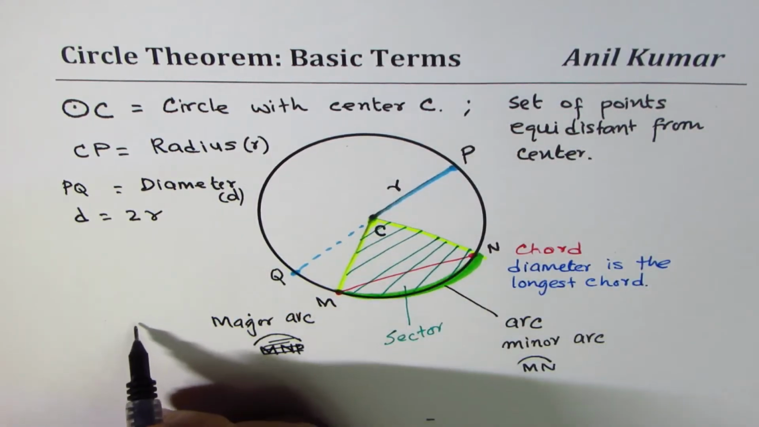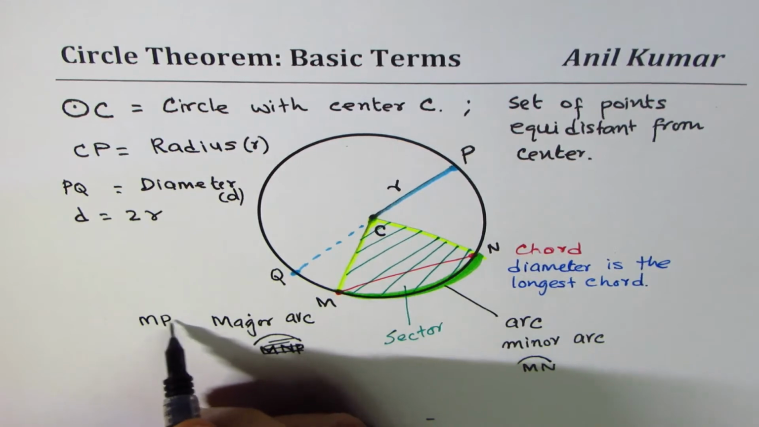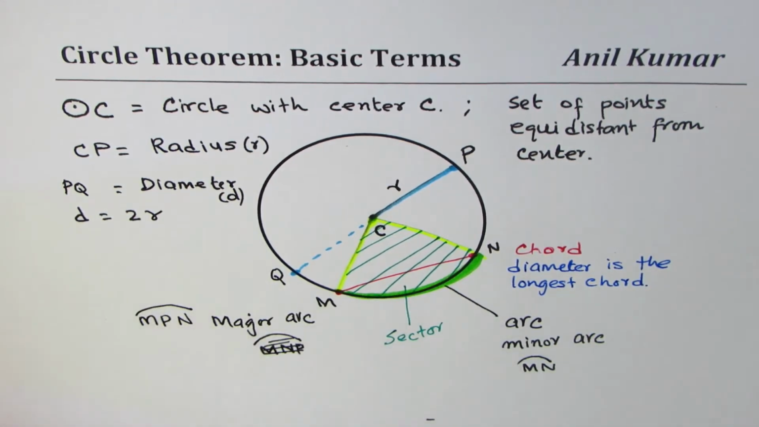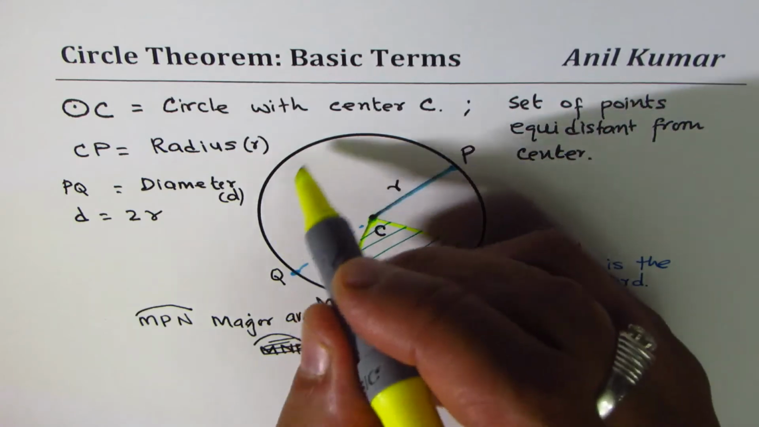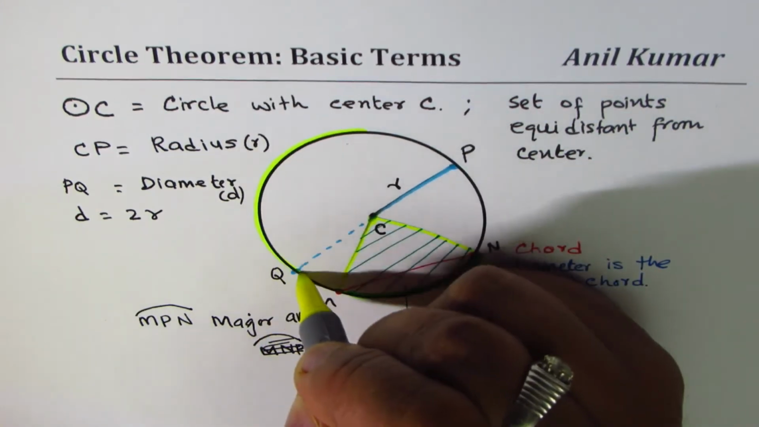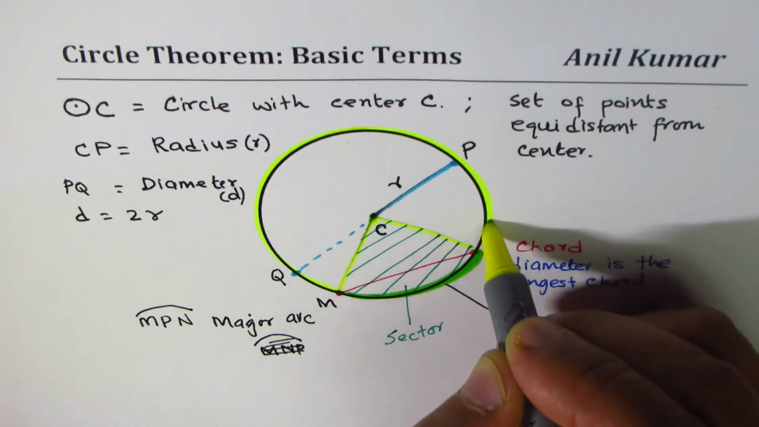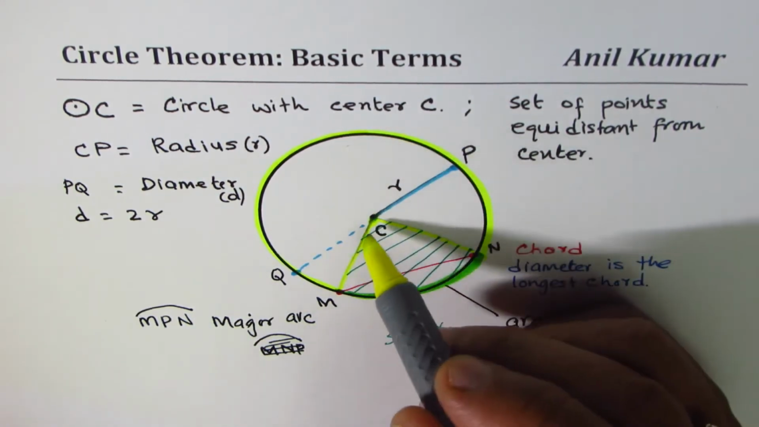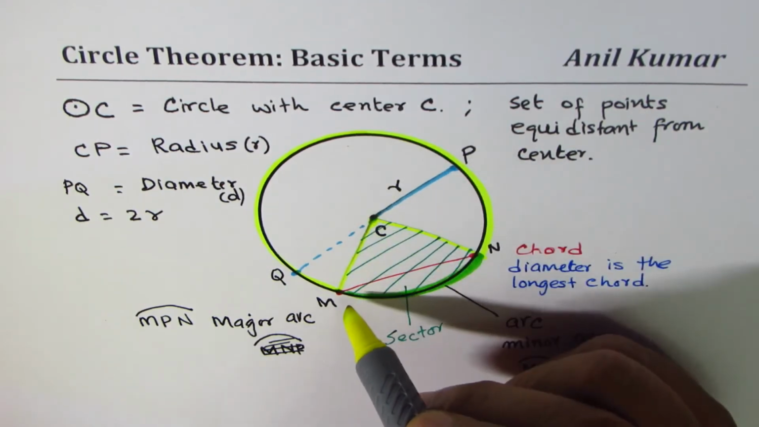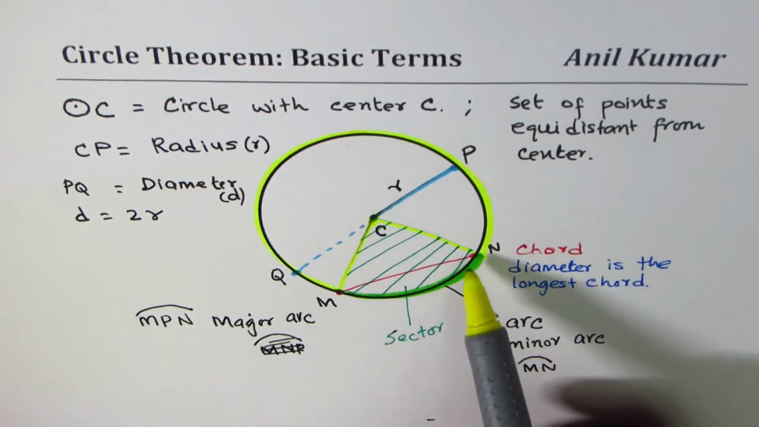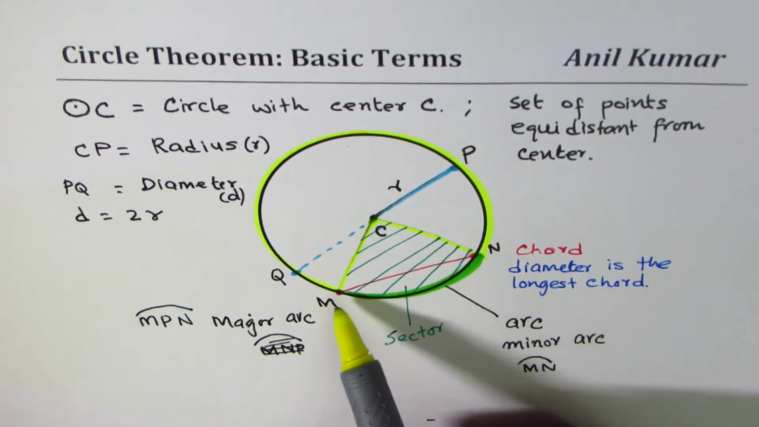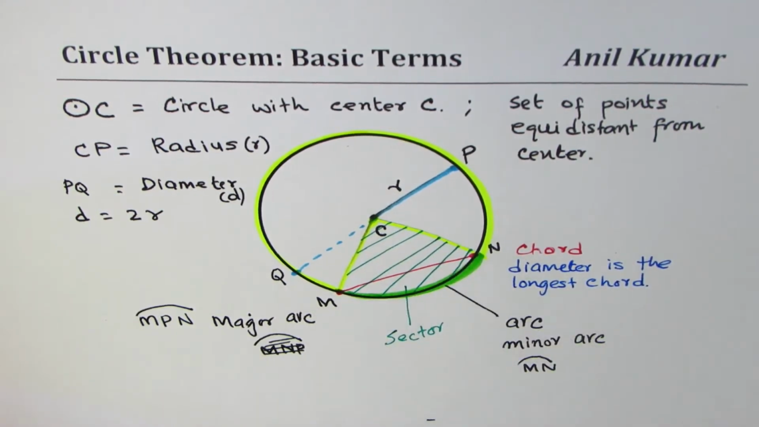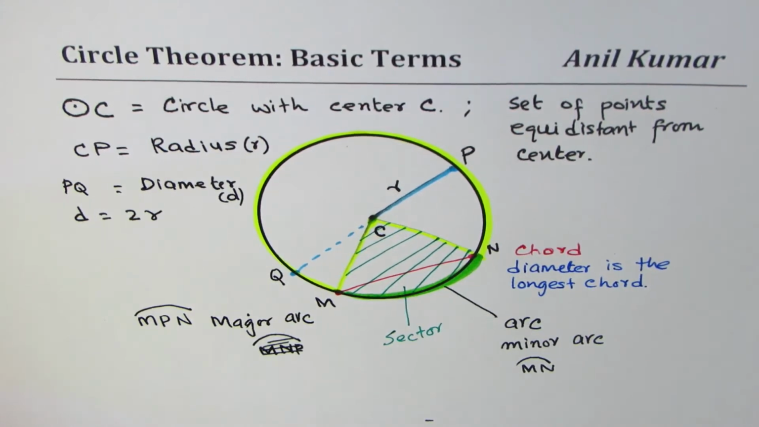So the major arc will be MPN, like this. Let me highlight it. So that becomes the major arc from M, P to N. Do you see that? That becomes the major arc. So the angle subtended by the major arc will be a reflex angle. The angle subtended by the minor arc will be less than 180 degrees. Is it okay? So these are a few terms which we'll always be referring to.